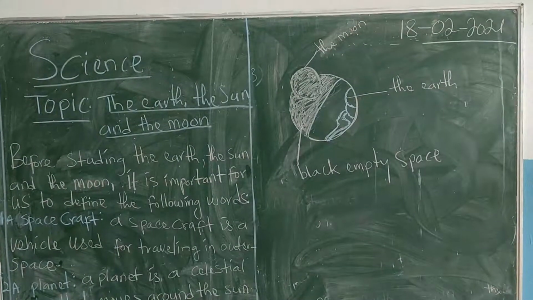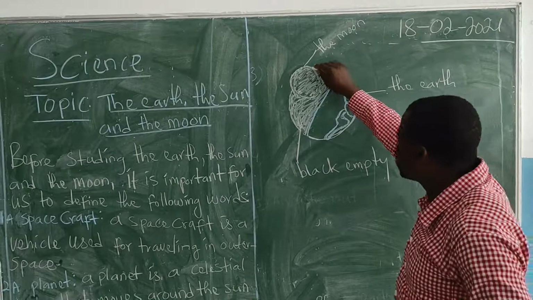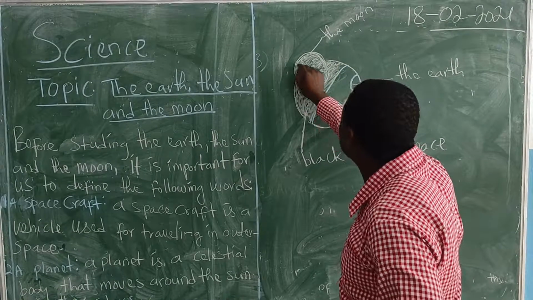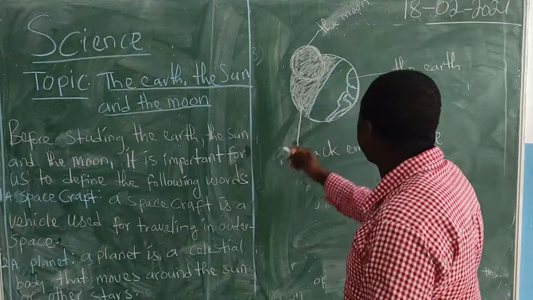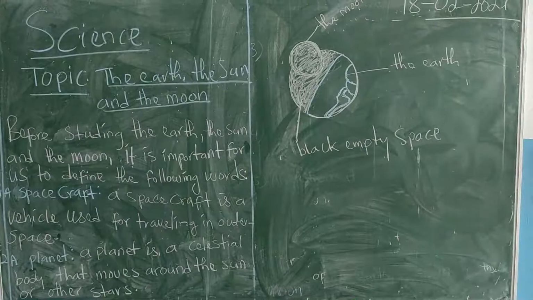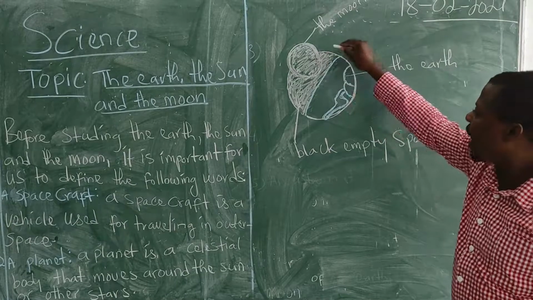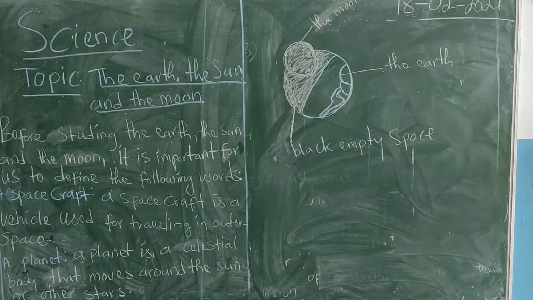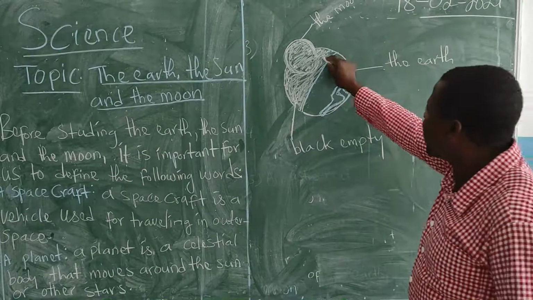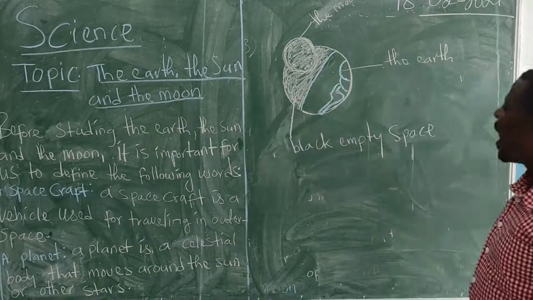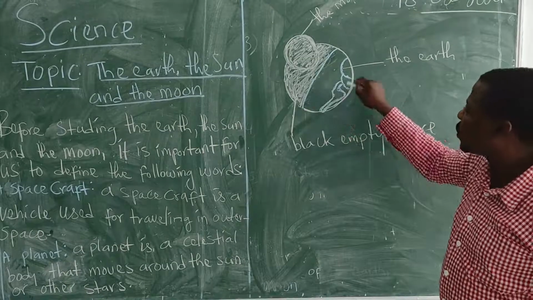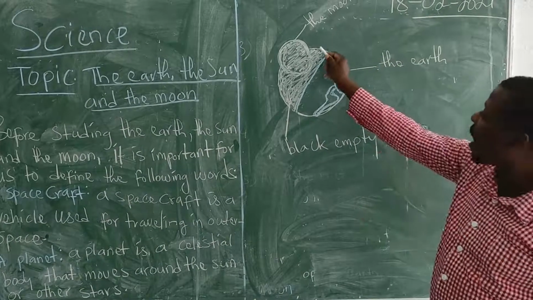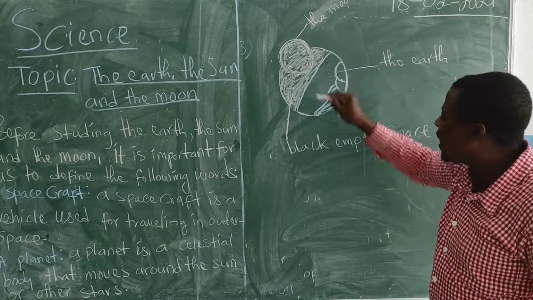And from that picture, we have come to study and understand that the Moon is much smaller than the Earth. And that between the Moon and the Earth, there are dark, black, empty spaces. And that the Earth moves around the Sun, while the Moon moves around the Earth. Because the Moon moves around the Earth, the Moon is a satellite to the Earth.